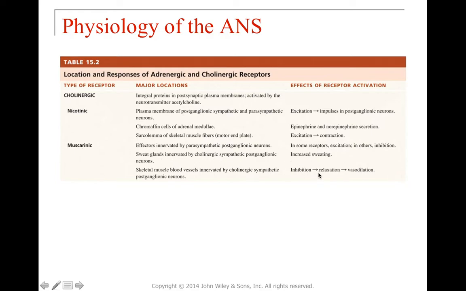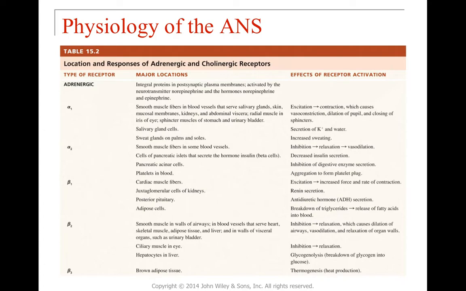And then last but not least, it has the effect on skeletal muscle blood vessels by causing them to be inhibited, causing them to relax, and therefore causing vasodilation. All right, so we have multiple different types of adrenergic receptors. We have alpha and beta adrenergic receptors. And these are found in postsynaptic plasma membranes and are generally going to be activated by norepinephrine or epinephrine.